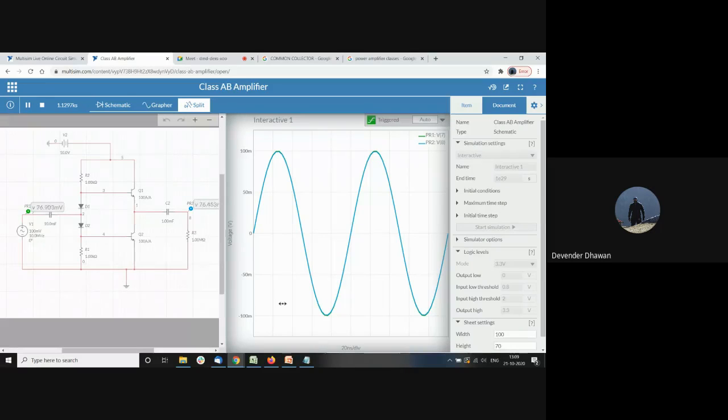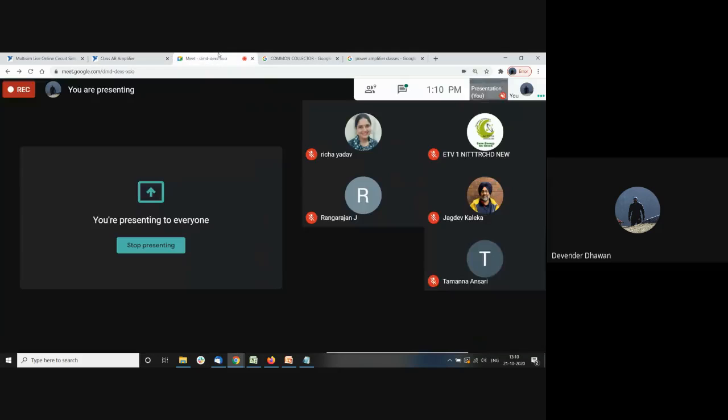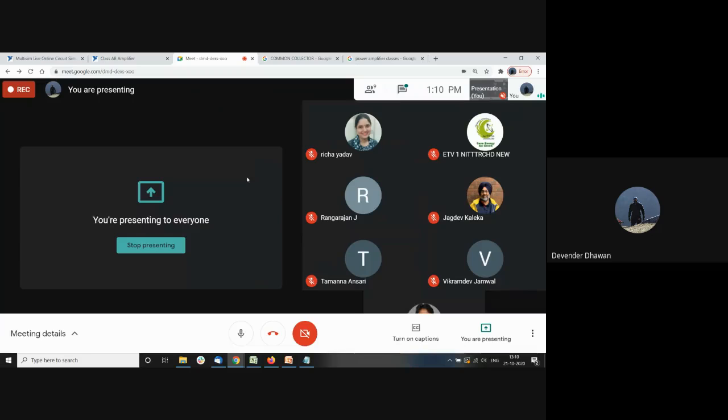You can derive your lab syllabus based on this learning here. Obviously, there are other things also, like MOSFETs, and you can try the MOSFET circuits similarly. If no questions are there, maybe we can stop for today.